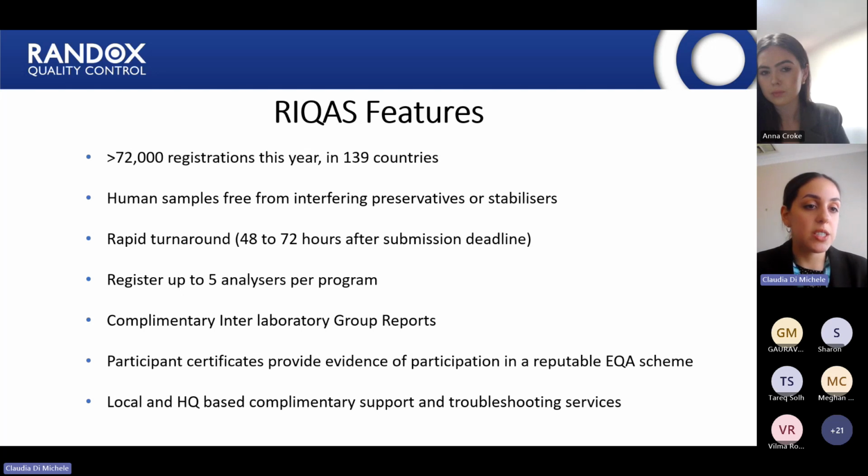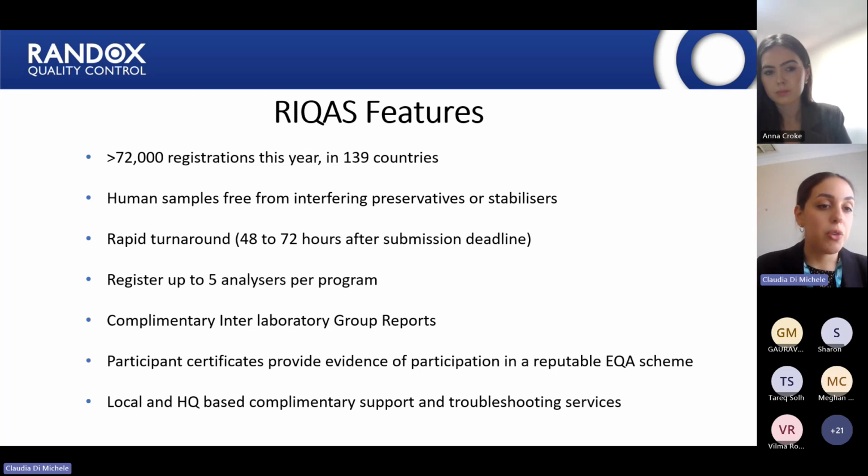So just a couple of features before we finish up on RIQAS, which directly relate to a couple of these points. So especially the global and statistical significant peer group point, RIQAS this year has had over 72,000 registrations across 139 countries. Many registrations, I'm sure, have come from Australia and New Zealand. I'm sure a couple of you are here today. Our samples are human samples. They're free from interfering preservatives or stabilizers. And in our cases of our immunoassay program and our urine program, these are actually 100% human samples.